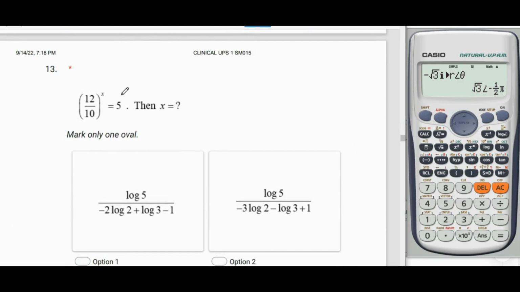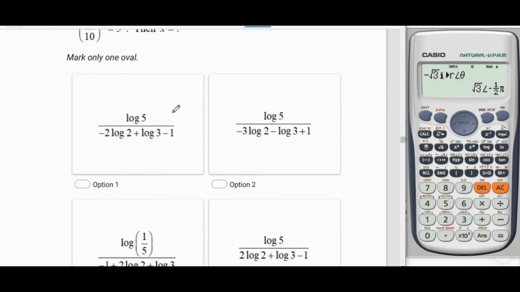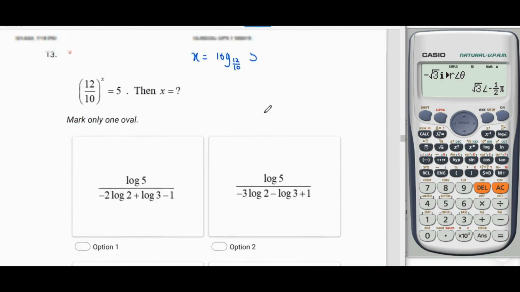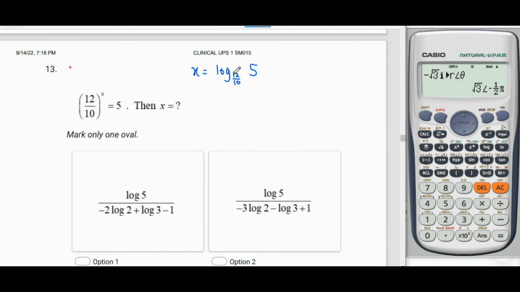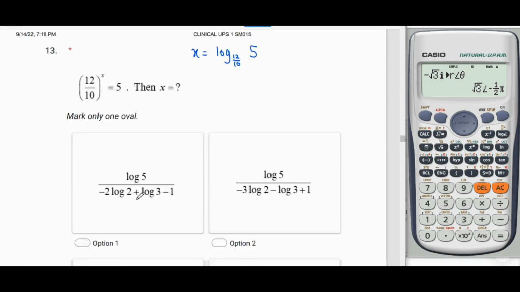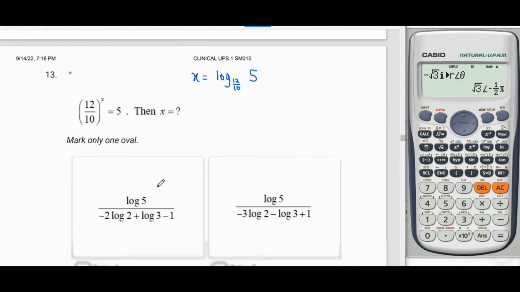Alright, so for this, what is your x? We can just take log of 12 over 10 to the power of 5. So the base of the indices becomes the base of the log. We notice that we don't have any base for log 12 over 10, so all of this is in base 10.